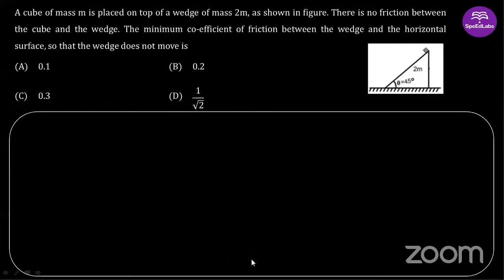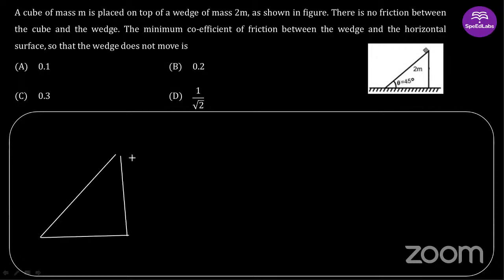Next is a cube of mass small m placed on the top of a wedge of mass 2m. As shown in the figure, this is 2m and this is the cube of small mass m. There is no friction between the cube and the wedge. What is the minimum coefficient of friction between the wedge and the horizontal surface so that the wedge does not move? So the wedge shouldn't move. Now understand why the wedge will move.